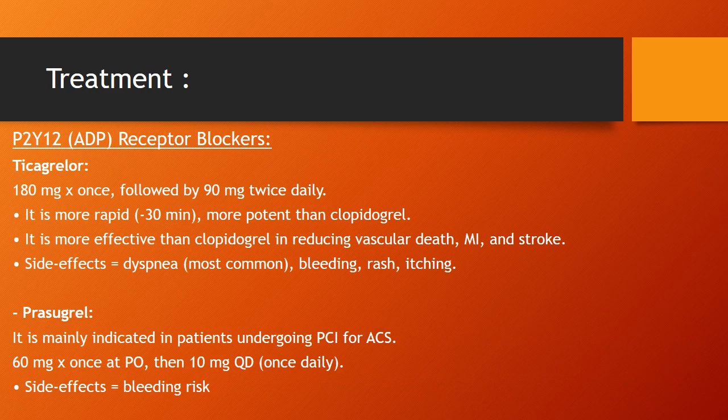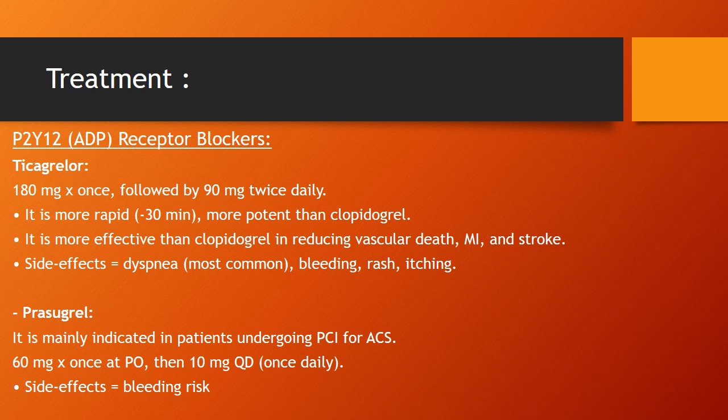Other ADP receptor blockers can be given, like ticagrelor and prasugrel. Ticagrelor is given as 180 mg once, followed by 90 mg twice daily. It is more rapid, that is, action within 30 minutes, and more potent than clopidogrel. It is more effective than clopidogrel in reducing vascular death, MI, and stroke. There is no overall major bleeding risk compared with clopidogrel. The side effects include dyspnea, which is the most common, bleeding, rash, itching, etc.